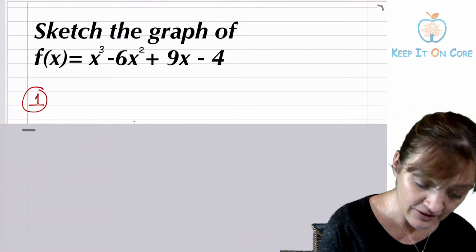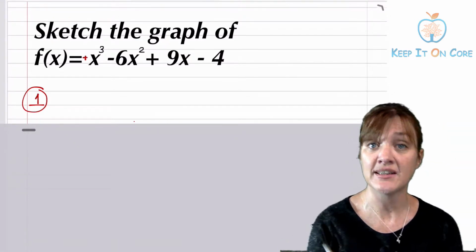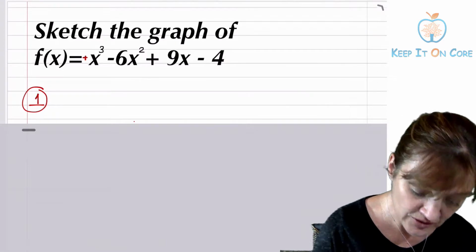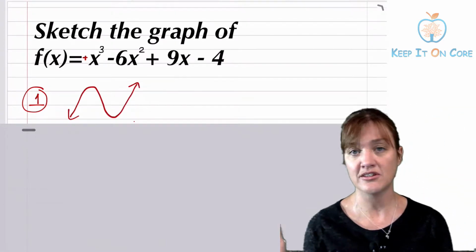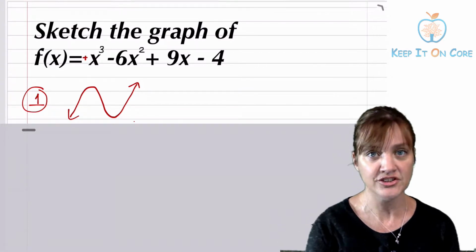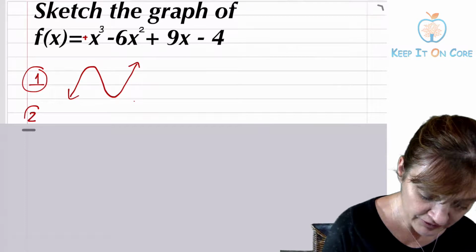How do I do that? I look at the coefficient of your x cubed and I see if it's positive or negative, which in this case it's positive. So straight away I know that my graph's got to look something like that, okay? So at the end of the day I need to go back and just check, have I got the right shape? Secondly, we look for the y-intercept.